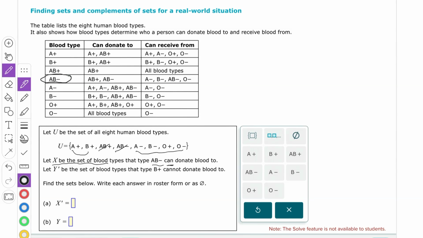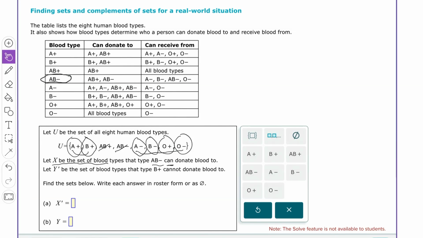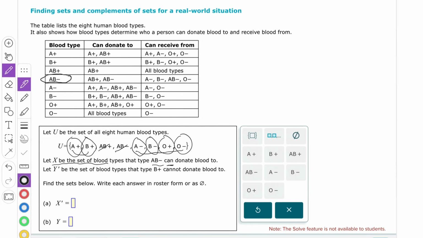If X is the set and I want the complement, then I'm going to choose A positive, B positive, A negative, B negative, O positive, and O negative. And that is what you put in the box here. And then they give you Y prime, the set of blood types that B positive cannot donate blood to.